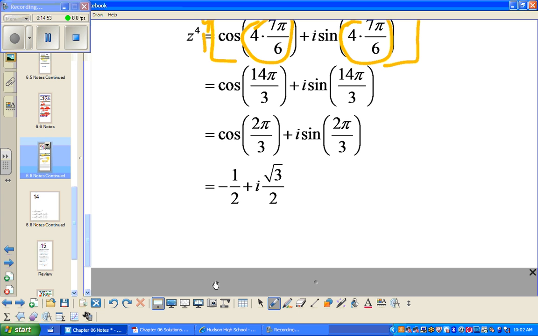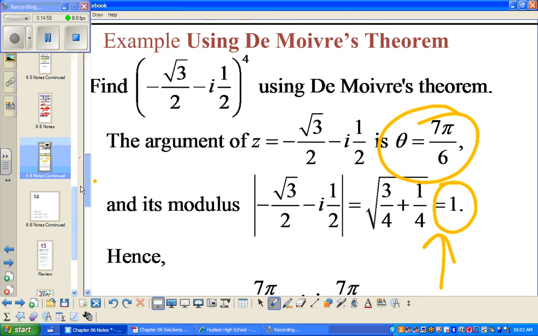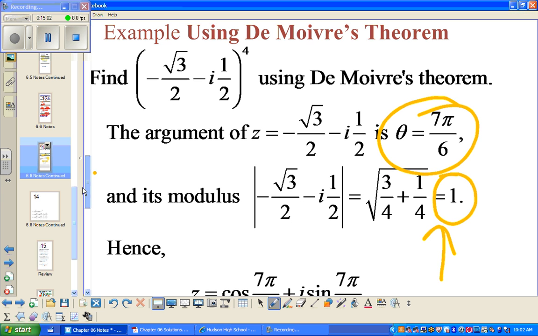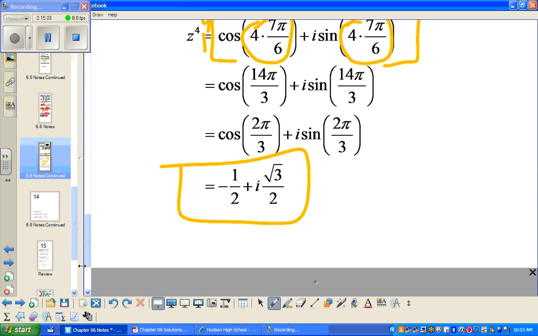That simplifies down as follows. So this shows how taking negative root 3 over 2 minus i times 1/2 to the 4th power equals negative 1/2 plus i times root 3 over 2. And that's pretty much what you need for section 6.